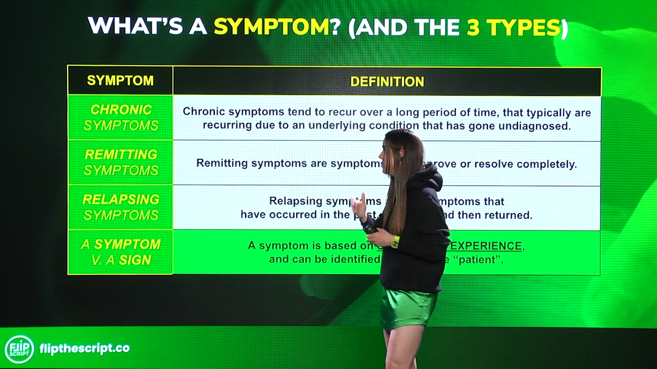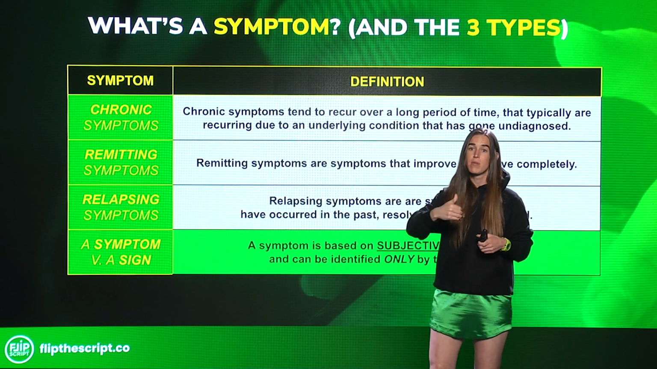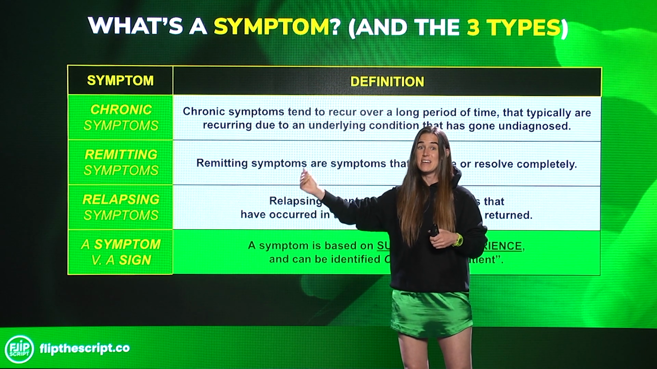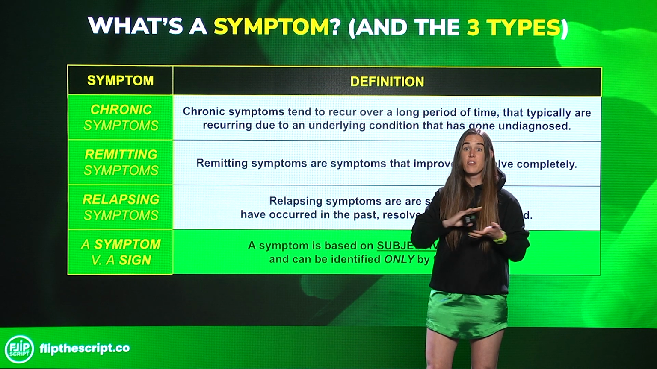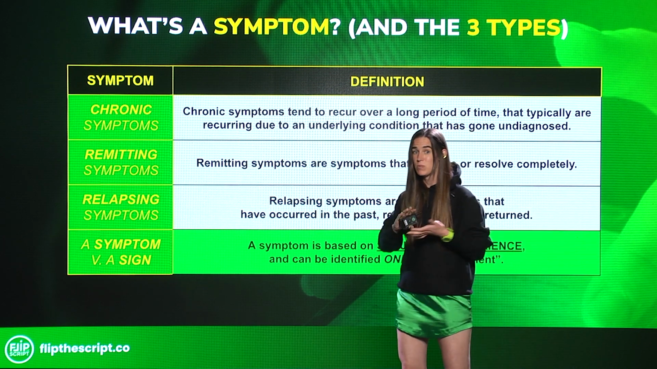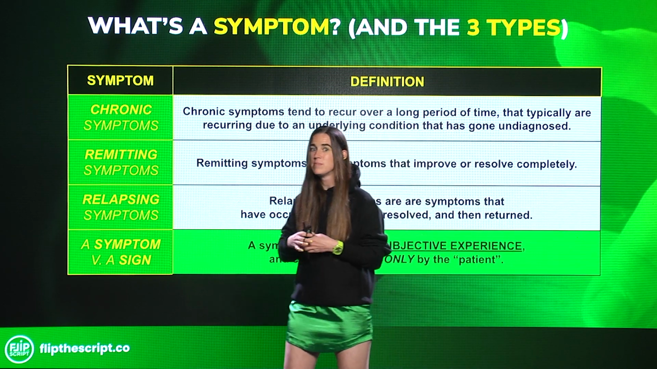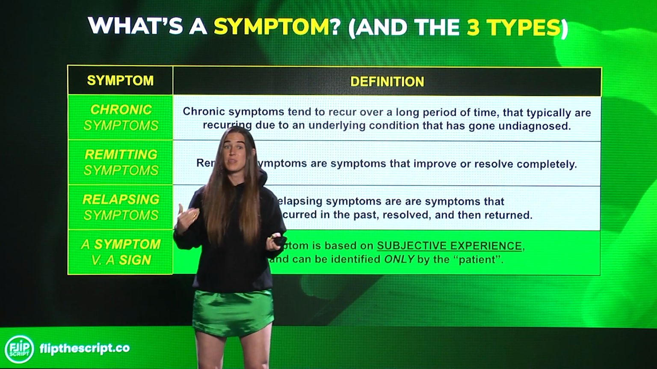So a chronic symptom is one that's ongoing, something that's typically happening within the prospect's day to day. A remitting symptom is one that they essentially got the pain to go away, that it's been resolved completely. And a relapsing symptom is one that they got to go away completely, but then came back.